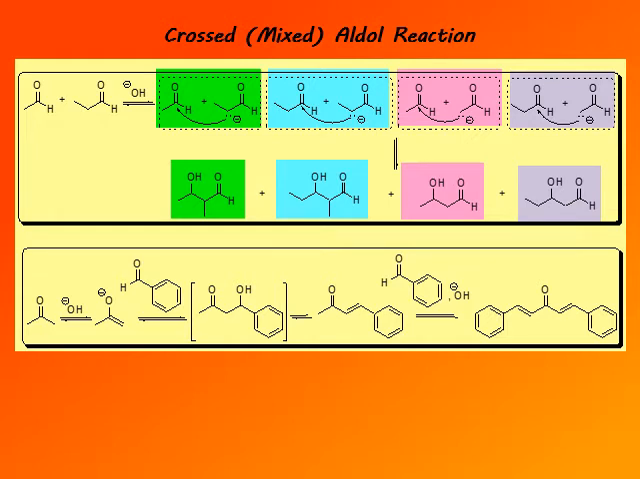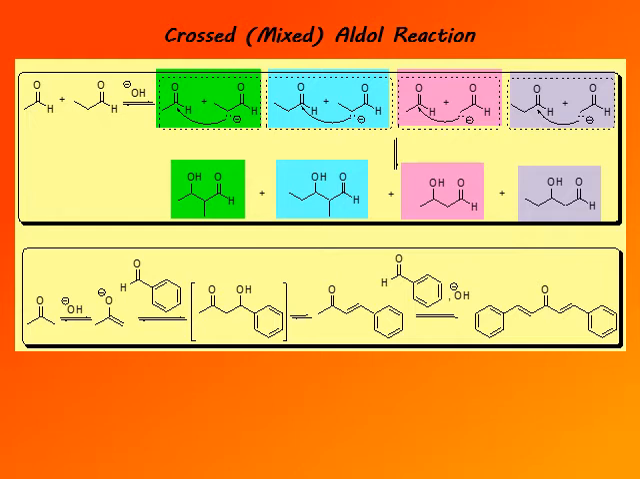So we'll get 4 possible products. We may not get them in equal amounts, not 25% each, but we will get them in approximately similar amounts. So this is a reaction that gives a very bad mixture, and it's not a preparatively useful reaction. So as a general rule, a crossed or mixed aldol reaction is not a preparatively useful reaction.